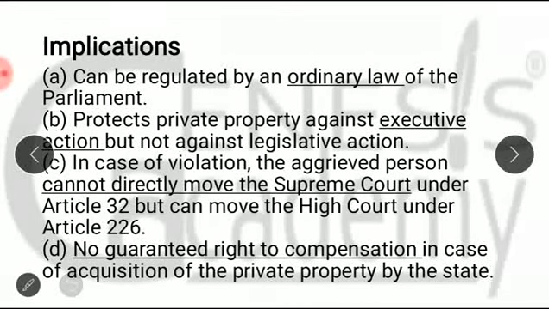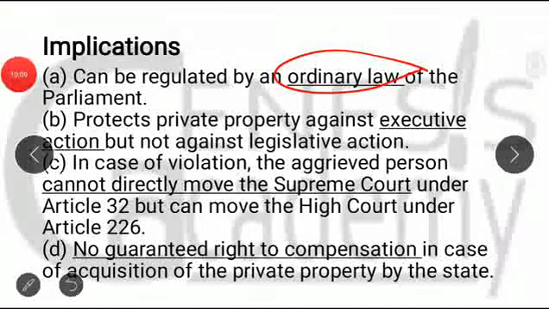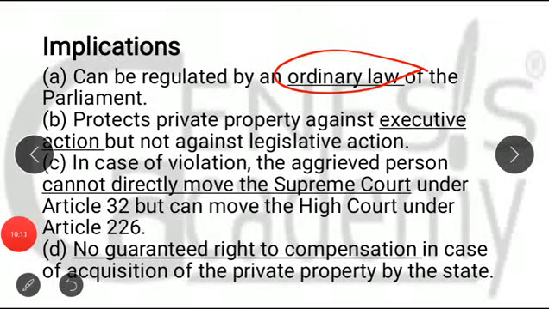तो इसकी implications क्या है? This is a very important point about right to property, that right to property, it can be regulated by an ordinary law because now it is not a fundamental right and it is not the basic part of the constitution. So it can be regulated by an ordinary law of the parliament and not necessarily by an amendment.